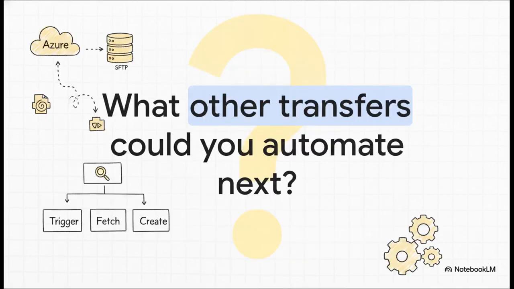So you now have a fully functional automated bridge from Azure straight to an SFTP server. And guess what? We didn't have to write a single line of C# to make it happen. So I want to leave you with this question. What other manual file transfers could you automate next with Azure Logic apps? Seriously, once you've got this basic trigger, fetch, create pattern down, the possibilities for automating your day-to-day tasks are virtually endless.